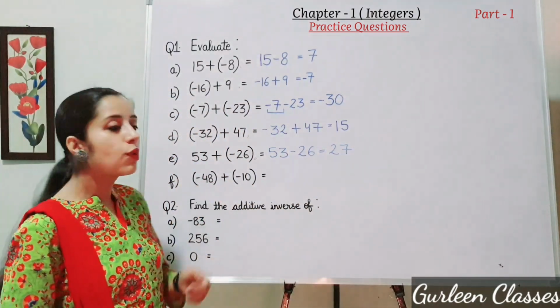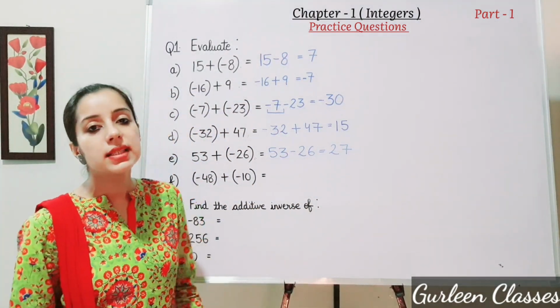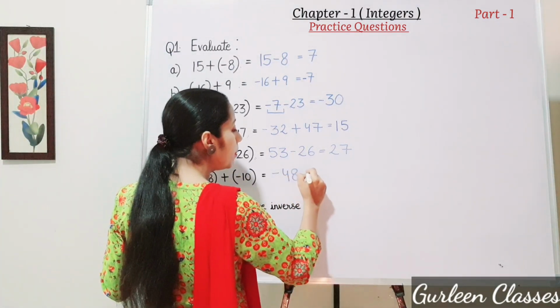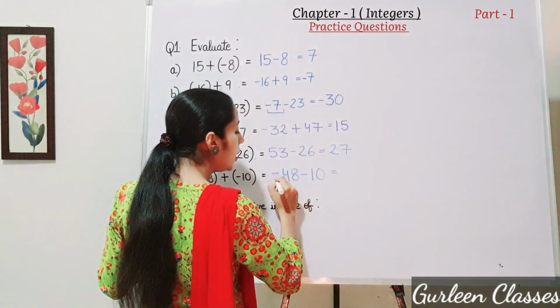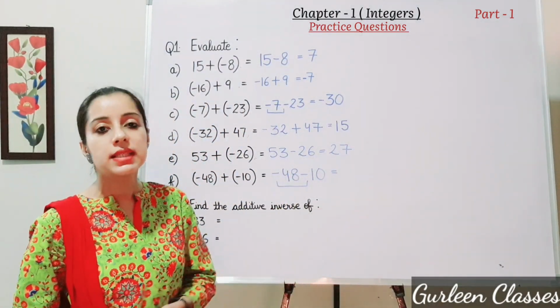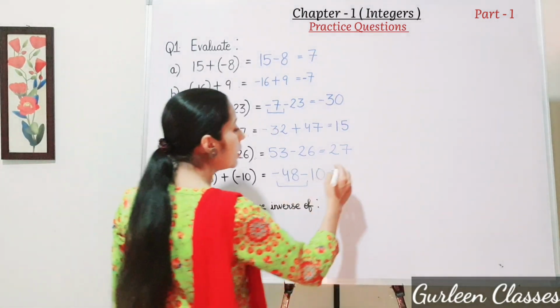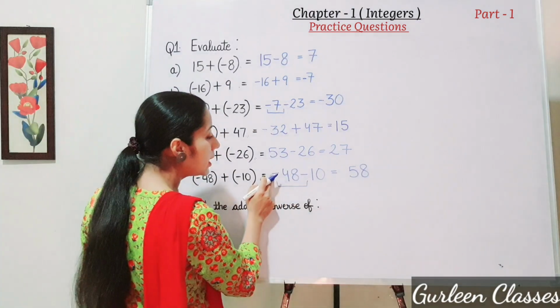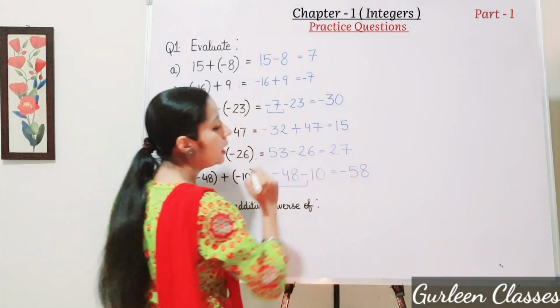Next, minus 48 plus minus 10. Plus minus minus. Minus 48 minus 10. As we know, minus minus plus. We will add 48 plus 10, 58. So right here, 58. The greater number has a minus sign, so it is minus 58.